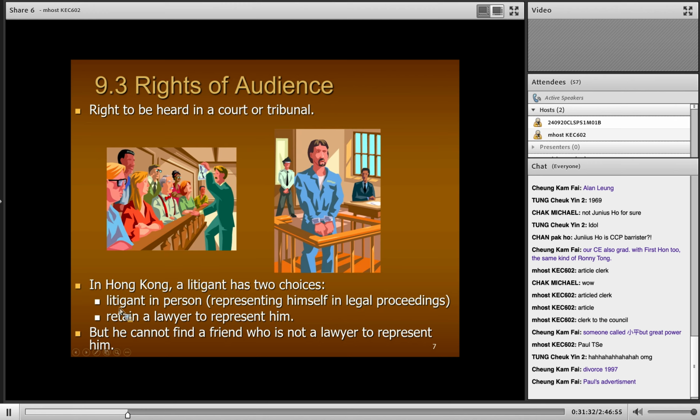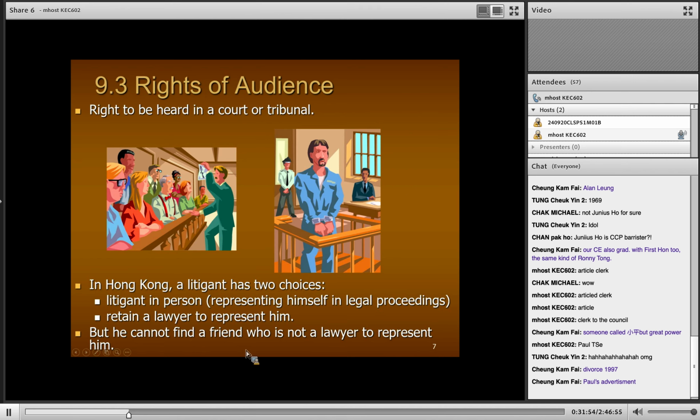So he thought he was a lawyer, and then he was very happy about that. So the reason may not be money. Some people, even though they have money, still want to litigate in person. Or he can, of course, most people will retain a lawyer to represent him.